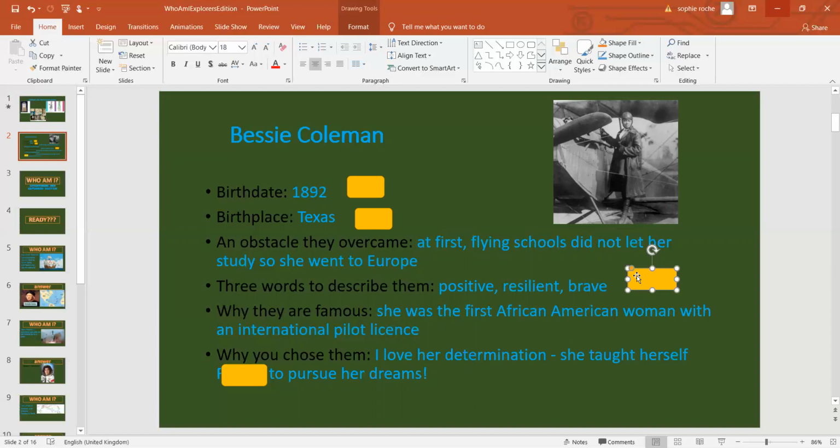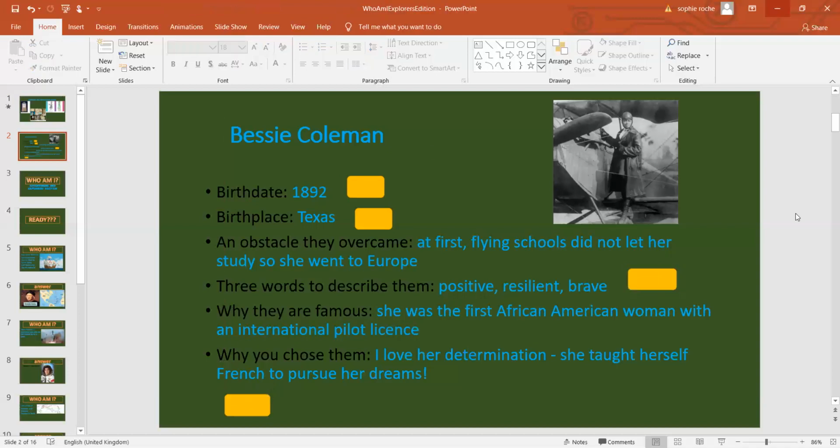So the reason I chose her was because I love her determination, and she taught herself something to pursue her dreams. What do you think she taught herself? You can see a little clue at the start of that word there. She taught herself, it's a language. She taught herself French, good guess, to pursue her dreams. So that's an example of a project that I came up with.